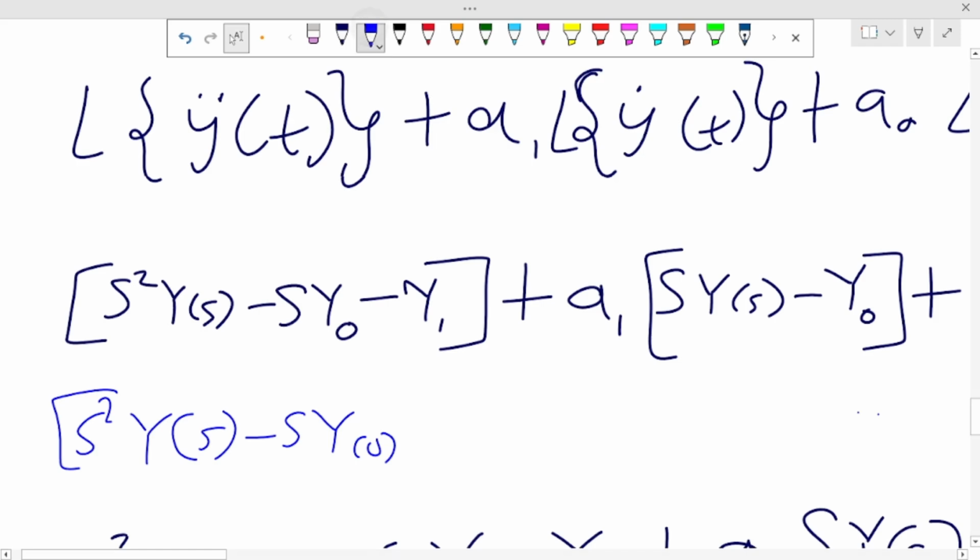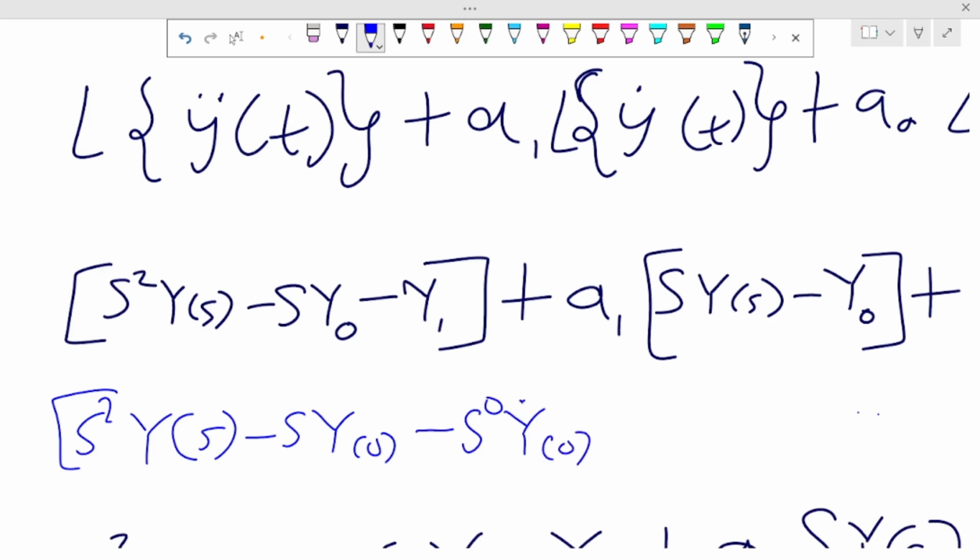Then the next thing that will happen is this. We are going to have S with power of 0, and we are going to have Y dot of 0. But we all know that anything raised to the power of 0 is 1. So that is gone. Since we don't have any other S again, we are not going to do anything. We stop here. So this will be it.